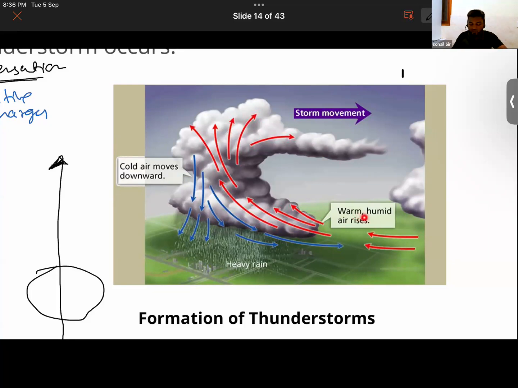What is happening? Warm and humid air, it rises up. You know that the process of cloud formation, it is very simple now. आपको पता है cloud किस तरीके से form होती है? You know that?